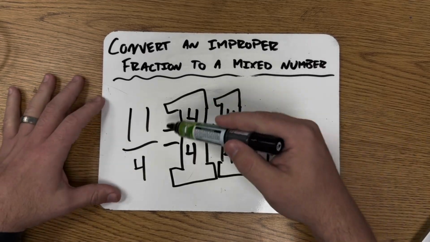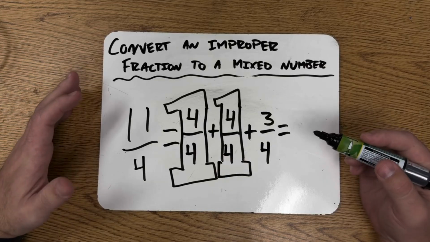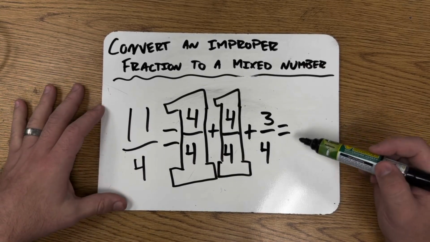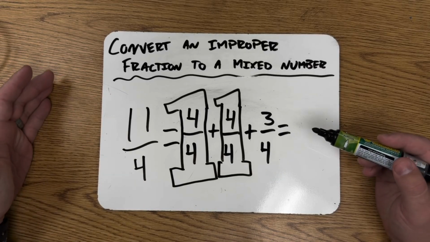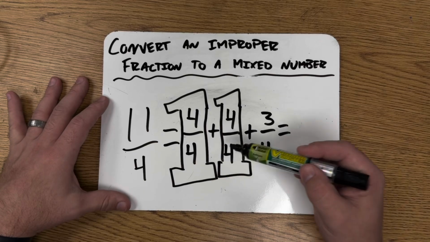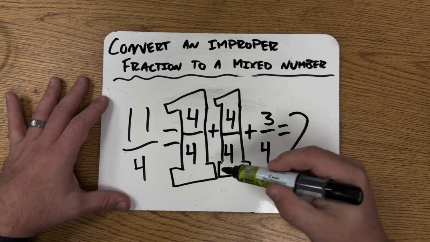So I like to draw the giant 1 on them so that I can represent, hey, those are my 1s. And it makes it a lot easier to ask myself when I'm converting to a mixed number, okay, how many wholes do I have? Or how many 1s did I draw? And I look and I say, oh, okay, I have 2 1s.